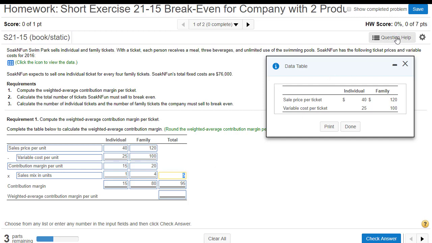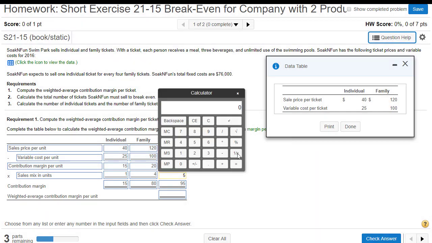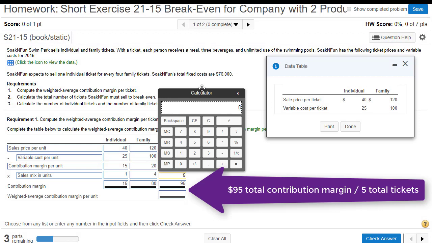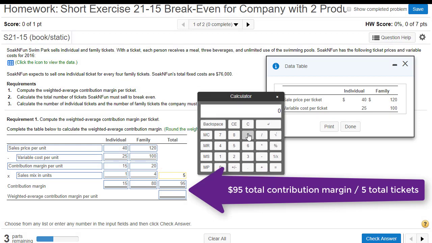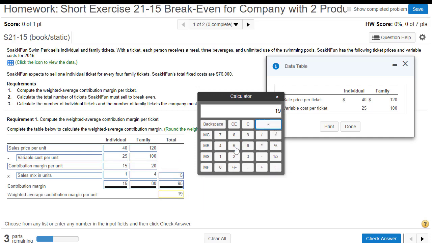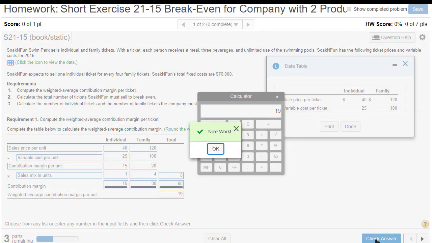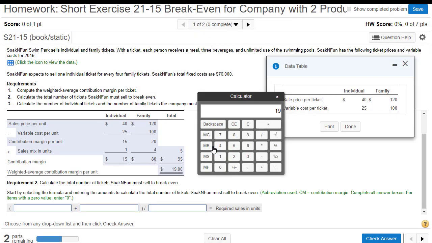So we're going to take $95 divided by 5. $95 divided by 5 gives us $19 weighted average contribution margin per unit. In other words, per ticket.